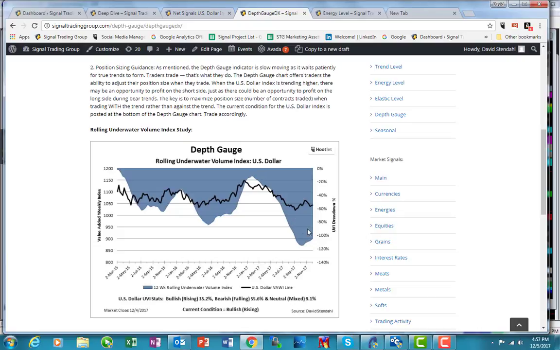If we look at a longer term chart using our depth gauge, which obviously you can access through the website, you can see that the market has based and is now beginning to rise.